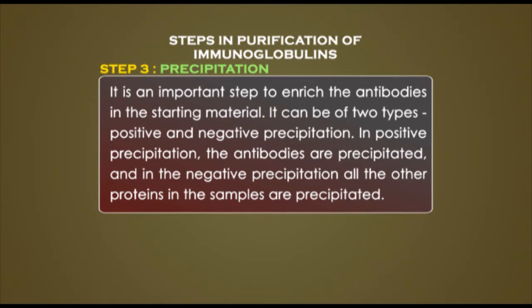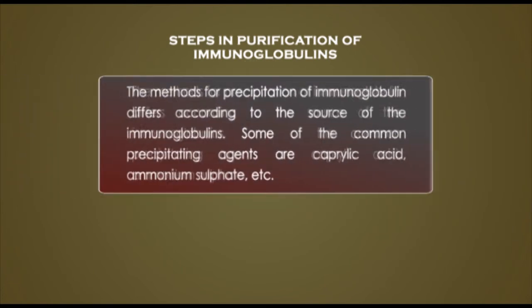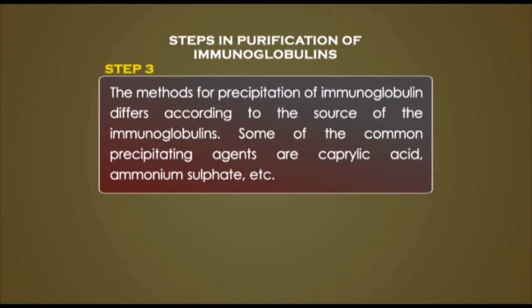It can be of two types, positive and negative precipitation. In positive precipitation, the antibodies are precipitated, and in negative precipitation, all the other proteins in the samples are precipitated. The methods for precipitation of immunoglobulin differ according to the source of the immunoglobulins. Some of the common precipitating agents are caprylic acid, ammonium sulfate, etc.